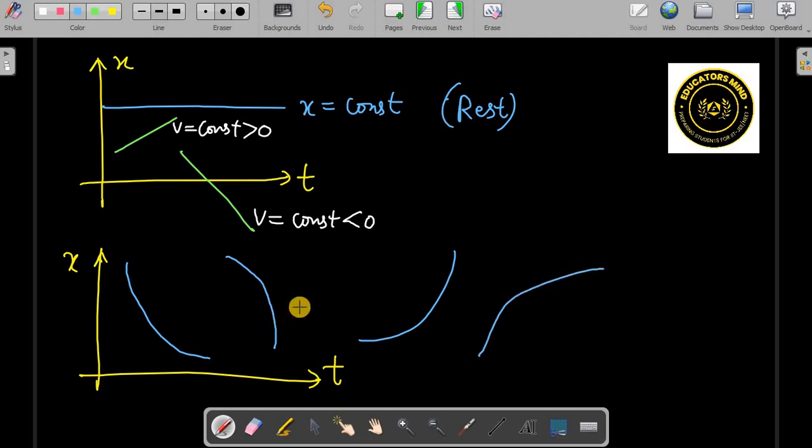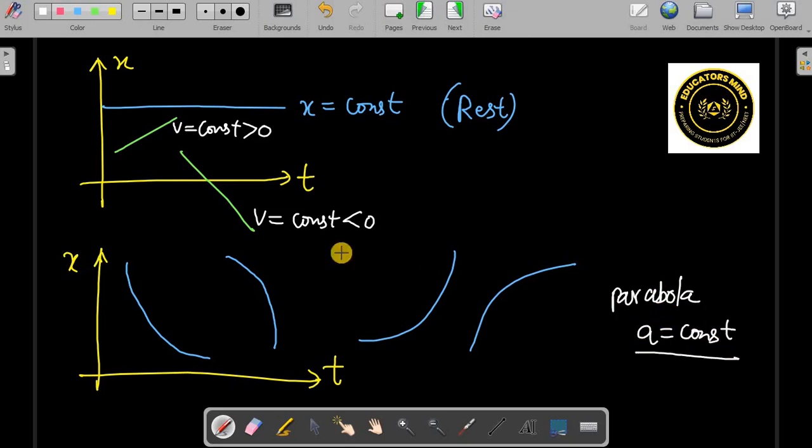Here you should understand all these are parabola. First of all, I am drawing parabola. This parabola graph is constant acceleration, that you should know. So if this graph is a parabola, that means acceleration is constant. So uniform acceleration. Now these different types of parabola, what does it indicate?